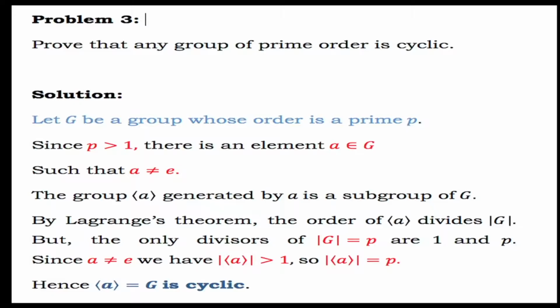Now we will do problem number 3. Prove that any group of prime order is cyclic. Let G be a group whose order is a prime number p. Since p is greater than 1, there is an element a belonging to G such that a is not equal to e. Now the group generated by a is a subgroup of G. So we are going to use Lagrange's theorem. We know that the order of a subgroup divides the order of the group. So the order of the group generated by a divides the order of G, but the only divisors of p are p and 1. Since a is not equal to e, 1 won't come, and therefore the order of the group generated by a is greater than 1, and so it is equal to p. From this we can say that the group generated by a, which is equal to G, is cyclic.